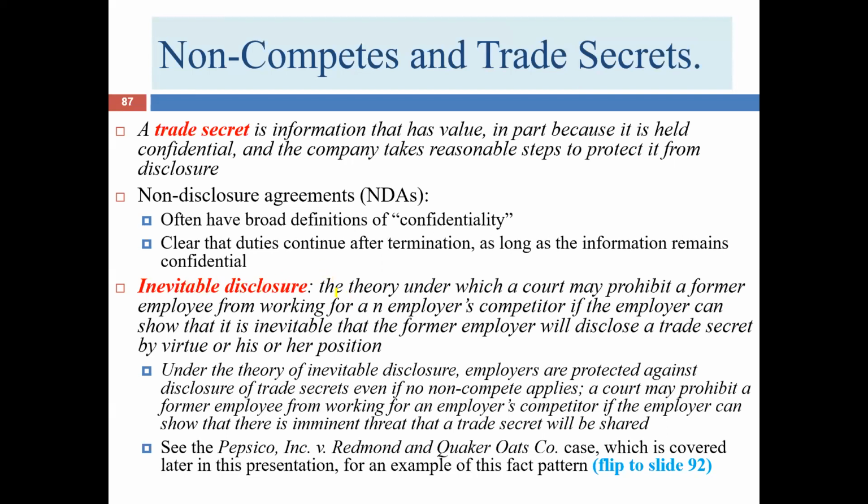Let's look at the official definition of the term. The theory under which a court may prohibit a former employee from working for an employer's competitor if the employer can show that it is inevitable that the former employee will disclose a trade secret by virtue of his or her position. This doctrine can be used even if there is no non-compete, even if there is no non-disclosure agreement. So if I am in a position where I have these secrets, and then I want to work for a competitor, and I don't have a non-compete, my employer can still possibly stop me from doing that under this doctrine, inevitable disclosure.